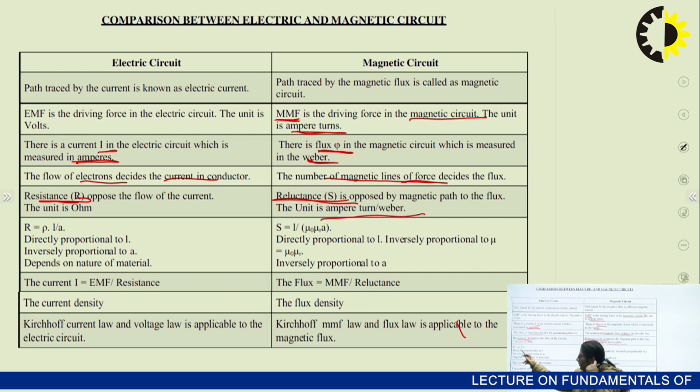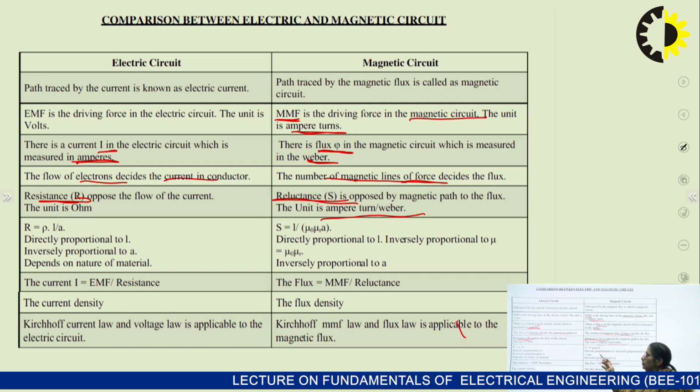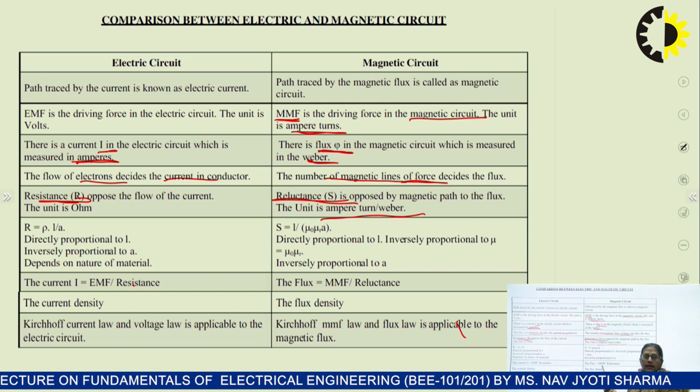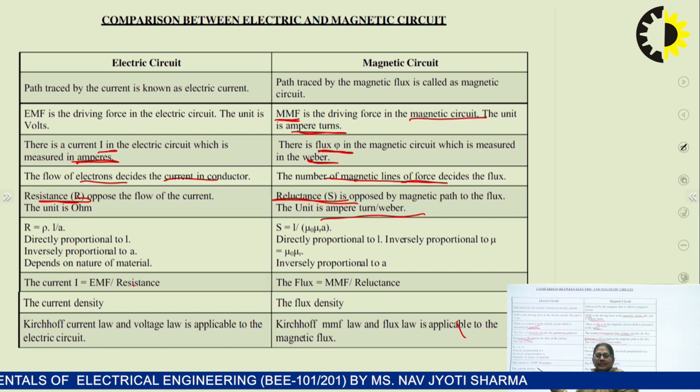The resistance is given by rho L by A, directly proportional to L, inversely proportional to A, and dependent upon the nature of the material. Similarly, the reluctance is given by 1 upon mu naught mu r A, or just L upon mu A, which is directly proportional to L and inversely proportional to the permeability. The law: current is given by EMF upon resistance in an electrical circuit, whereas in a magnetic circuit the flux is given as MMF upon reluctance. Likewise, in an electrical circuit we have current density J, current per unit area.